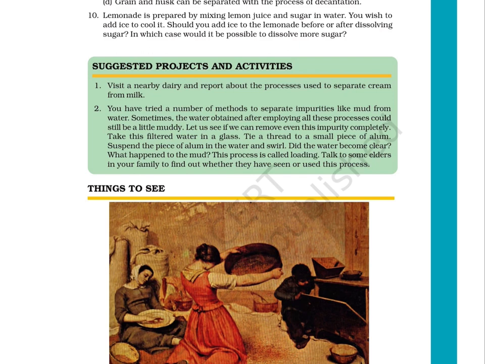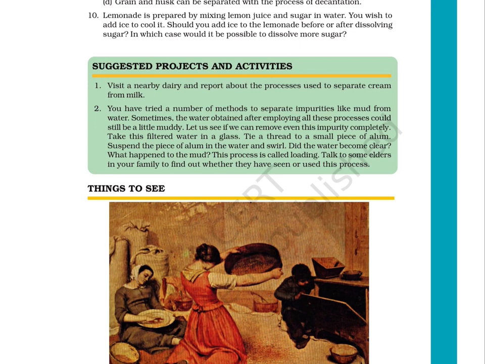Take this filtered water in a glass. Tie a thread to a small piece of alum. Suspend the piece of alum in the water and swirl. Did the water become clear? What happened to the mud? This process is called loading. Talk to some elders in your family to find out whether they have seen or used this process.